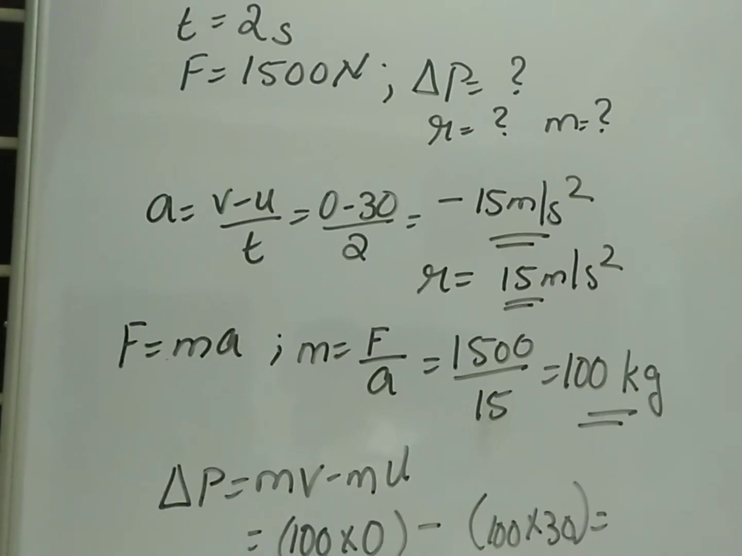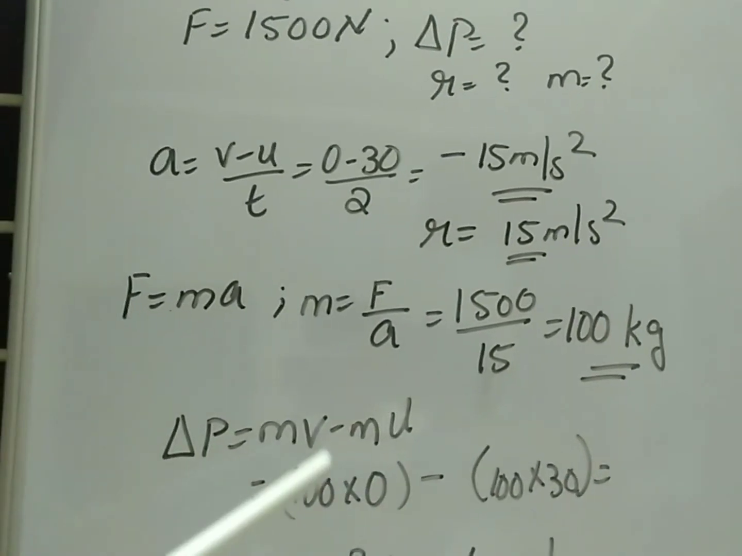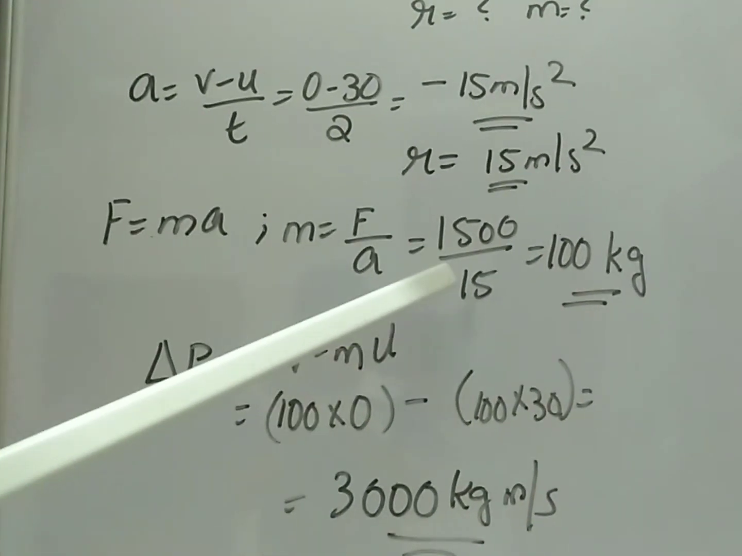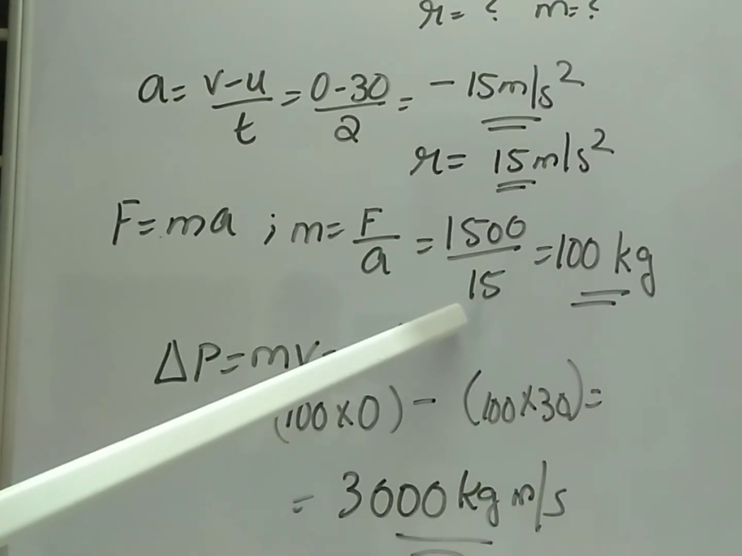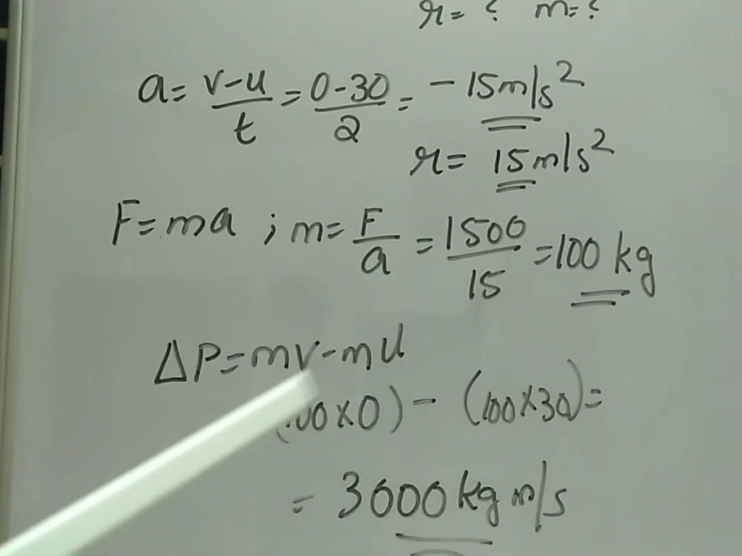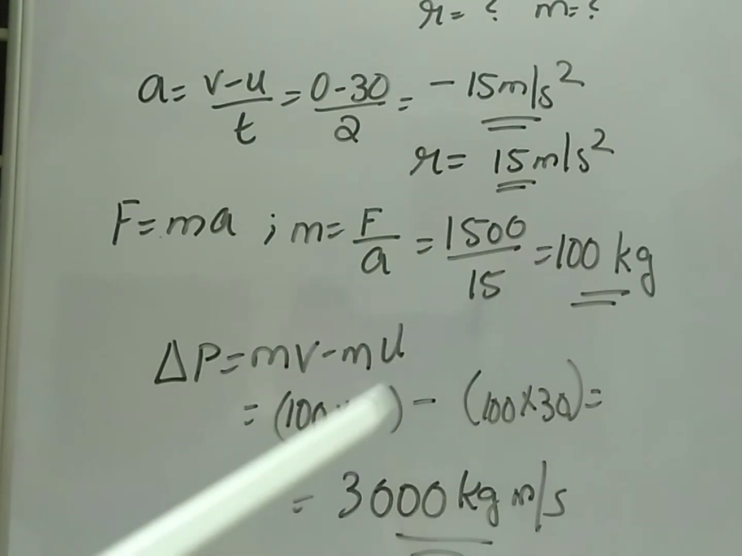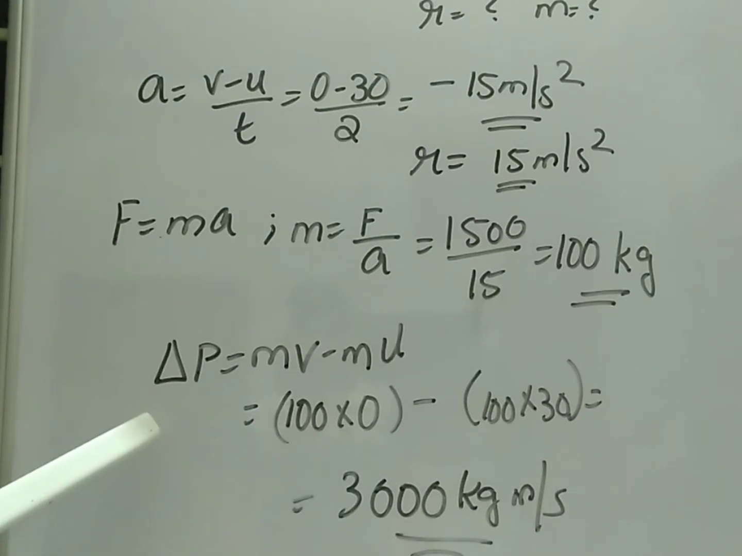At the same time, we can just have the common sense: mass of the object won't be negative. If it is negative, what will happen? 1500 by 15, negative 100. Can you say the mass is negative? No, it's not possible. So that way also it is clear. Mass is 100 kg. Now change in momentum.